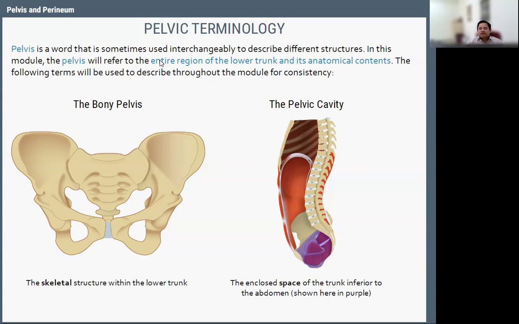Pelvis is a part of the abdomen and it can be divided into abdomen proper and pelvic cavity. So the pelvis is the place that is surrounded by pelvic bones and has some pelvic organs. Today we are going to talk about the pelvis, and in the next lecture we are going to talk about the perineum. Pelvis is a word that is sometimes used interchangeably to describe different structures. Here we are going to use pelvis as the entire region of the lower trunk and its anatomical concepts.